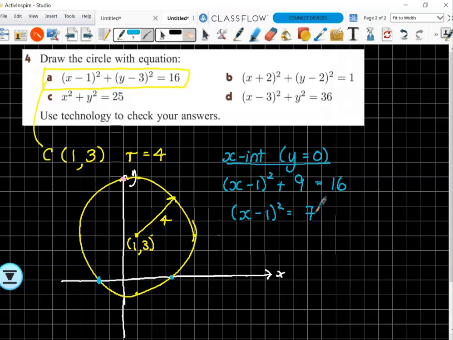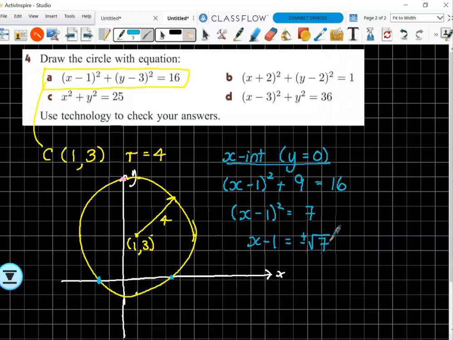It's all right. I know why you said it. So now, how do we get to x? I could expand, but I don't want to. How do I get rid of the squared? Square root. So now it's x take 1 equals plus or minus root 7.